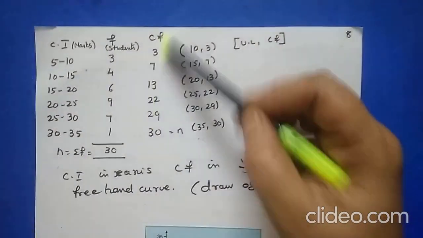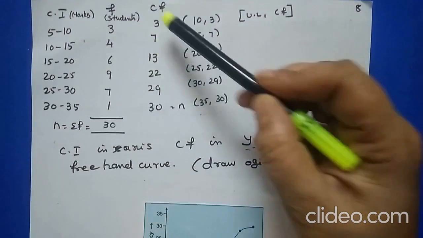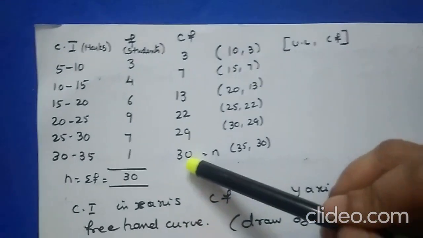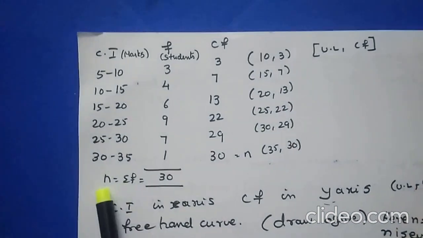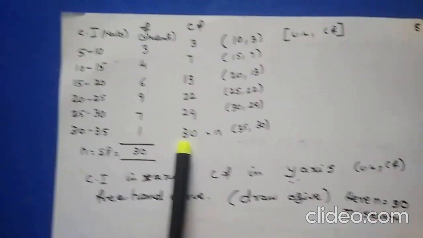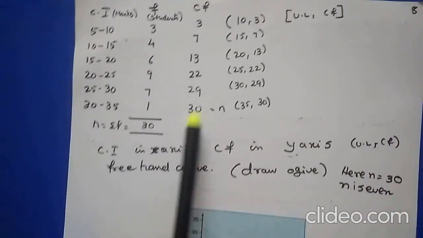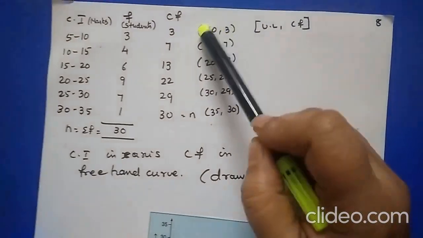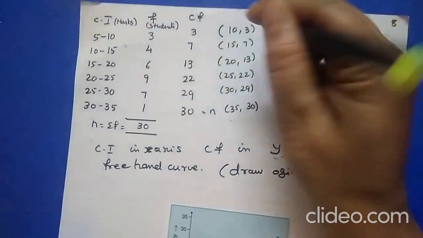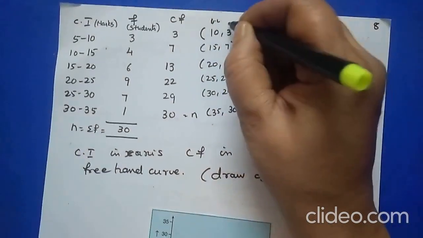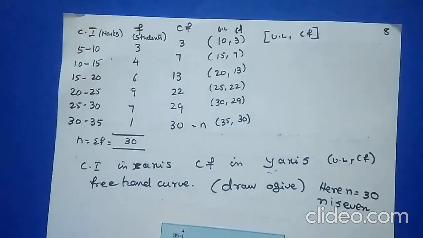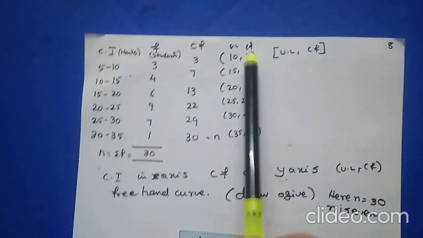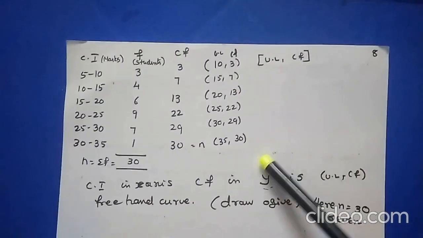It is necessary to find the cumulative frequency: 3, 7, 13, 22, 29, 30. Sigma f is n. N is equal to sigma f. The last cumulative frequency is also 30. This is represented by n. In the bracket, immediately write the upper limit and cumulative frequency: 10, 3, 15, 7, to construct your ogive.